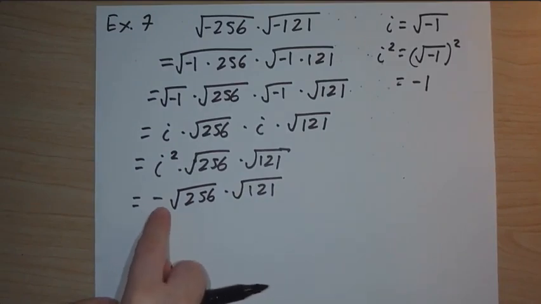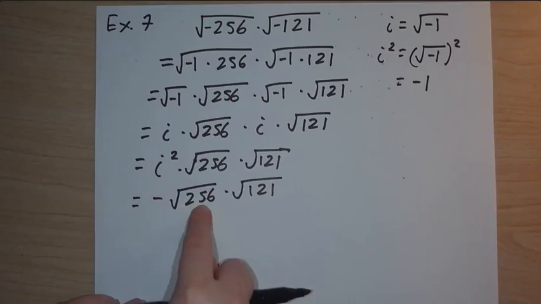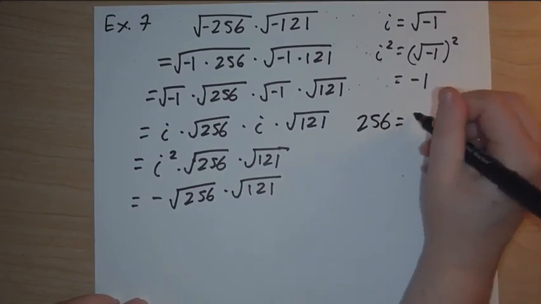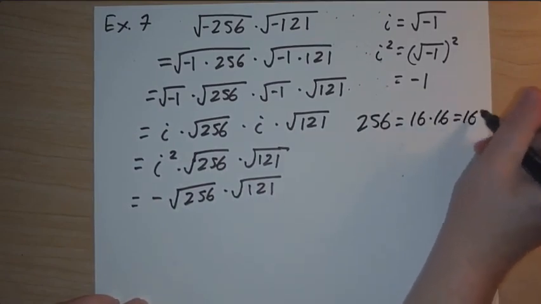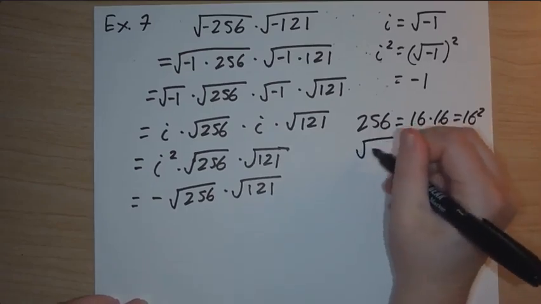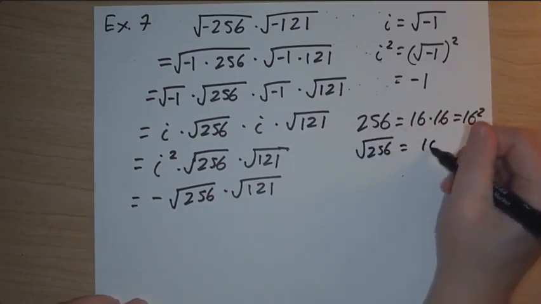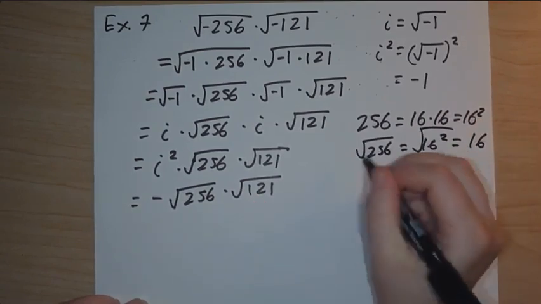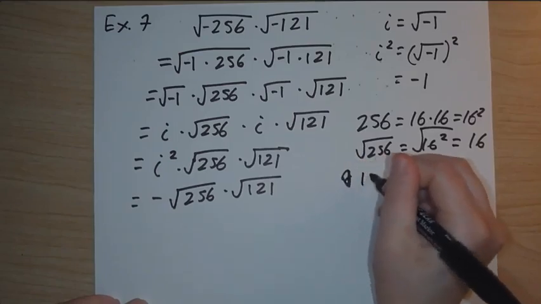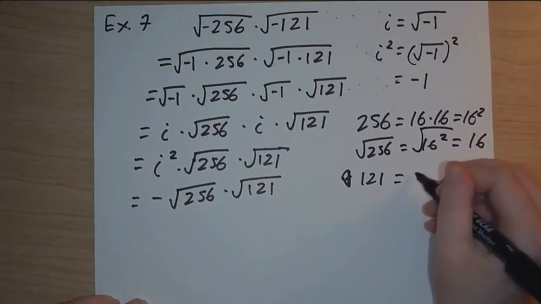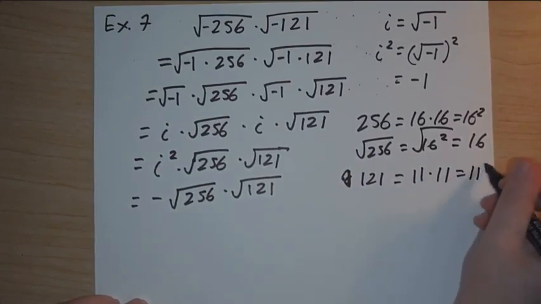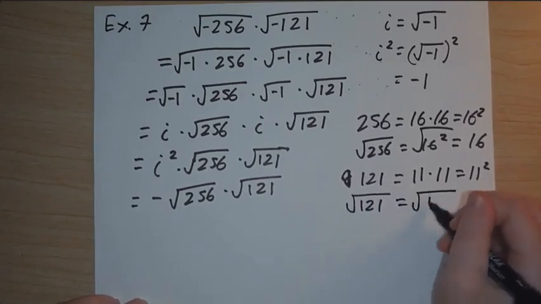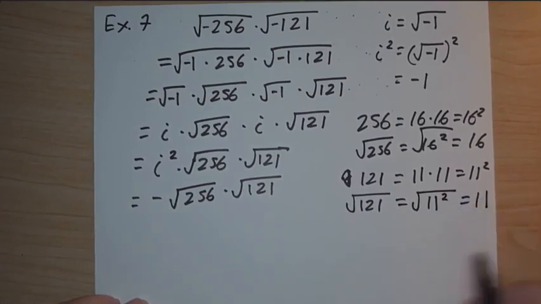And now that we figured out that part, we're going to look at these square roots. So 256, if we mess around with the factors, we quickly find out that it is 16 times 16, or 16 squared. So the square root of 256 is equal to the square root of 16 squared, which is just 16. And for 121, if we mess around, we know that this is 11 times 11, or 11 squared. So the square root of 121 is equal to the square root of 11 squared, which is just 11.